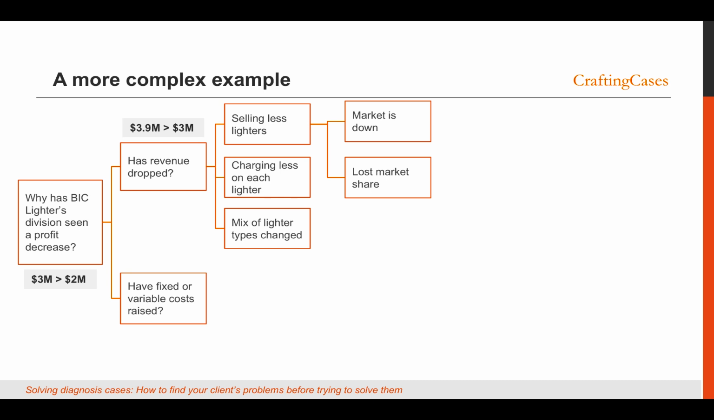Interviewer will tell me, you're right, we've lost market share. What could be going on now? And I'm going to tell you, well, maybe we've reduced the number of points of sale that are selling big lighters, or we've lost share on the same POS. So we didn't change the points of sale, we're selling lighters, we're just selling fewer lighters per point of sale.